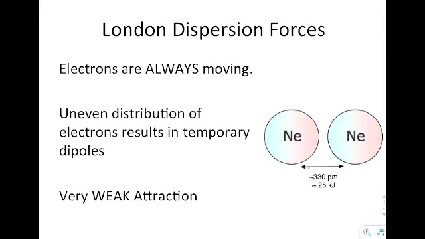Next, we have what are called the London dispersion forces, and the London dispersion forces exist because electrons are always moving. You can't look at the electron as a static thing. You can never identify the position that an electron is in. Instead, it's always moving. Because it's always moving, there is a temporary uneven distribution of the electrons, and because of that, it will create partial positives and partial negatives. But that is instantaneous, very quick, and then it goes away. It's temporary. Because of that, this is considered to be a very weak attraction.